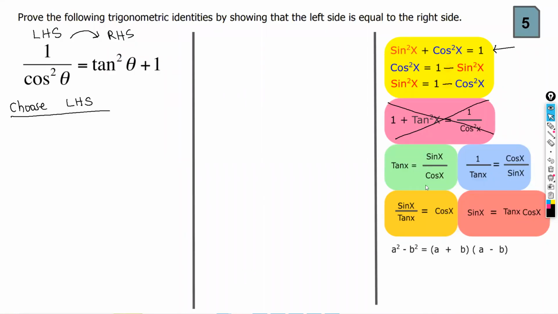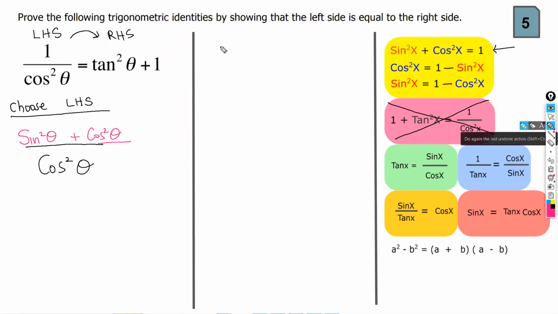All right. So the hint was to use the first formula. So if I have 1, we choose the left-hand side, divided by cos squared theta. Well, 1 can be replaced with what? This 1 here can be replaced with sine squared plus cosine squared. So I'm going to do that. Sine squared theta plus cosine squared theta. Now, how do we interpret this?